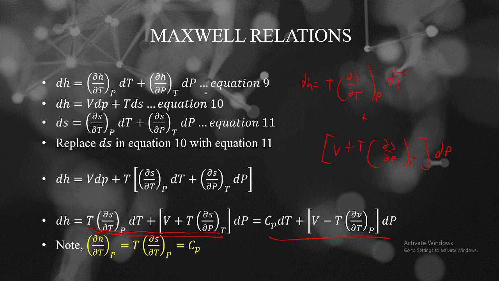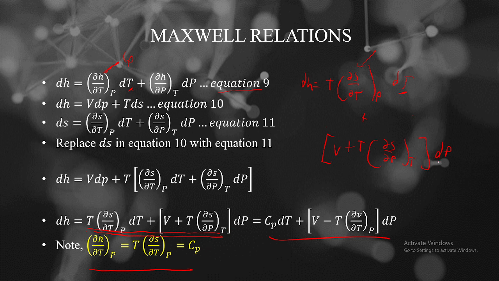Now we compare equation 9 to this, right? So I see that the coefficient of dT here should be the same as the coefficient of dT here. So that del H del T at constant P, this one here, should be equal to this expression here. And we said that this was equal to Cp. So that's what we have down here. Del H del T at constant P is equal to T del S del T at constant P, right? And that's going to be equal to Cp.